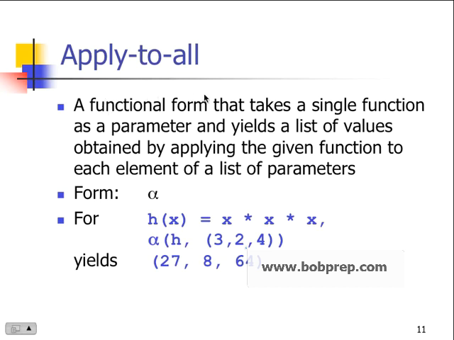If we do apply to all, the function form takes a single function as a parameter and yields a list of values obtained by applying the given function to each element of the list. So here we go for the form, for x of h, which is x times x times x. Apply h to the numbers 3, 2, and 4. For this data, we're applying this function to it, so we get 27, 8, and 64.